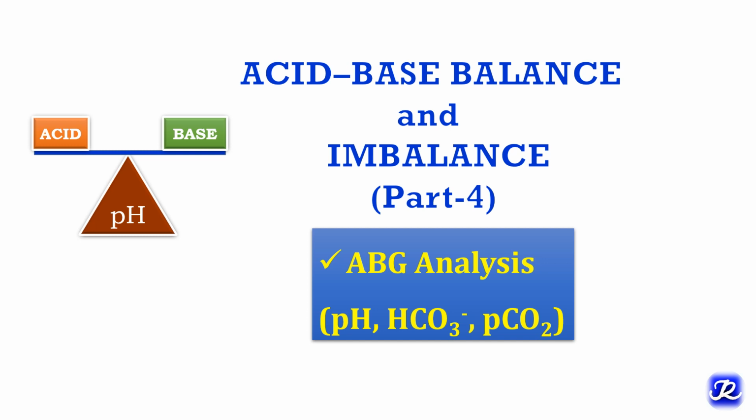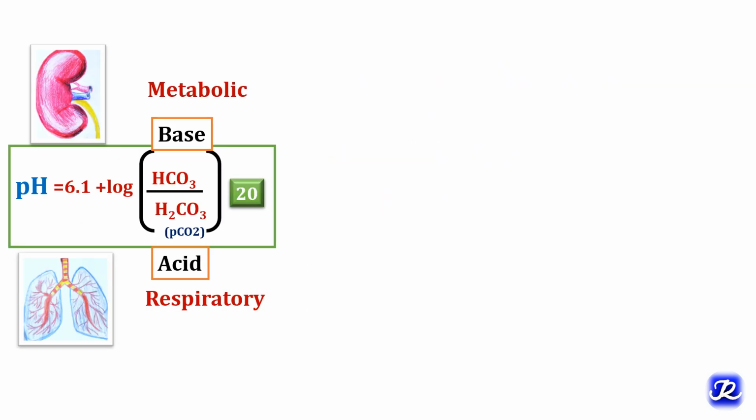Today we are going to study arterial blood gas analysis, and at the end of this session you should be able to interpret the ABG data based on the values of pH, bicarbonate and partial pressure of carbon dioxide. In the previous videos on acid-base balance and imbalance, we have studied that the Henderson-Hasselbalch equation shows the relationship between pH, bicarbonate and partial pressure of carbon dioxide, and it is very important in understanding various acid-base disorders, and it is also useful in interpreting the ABG data.